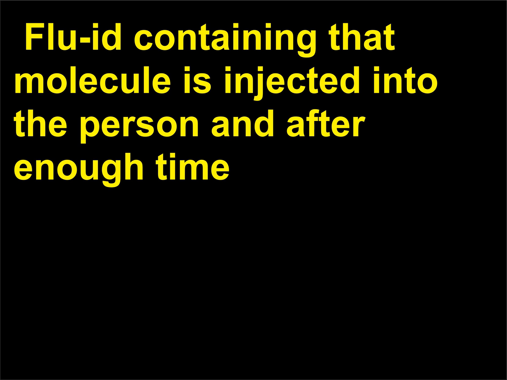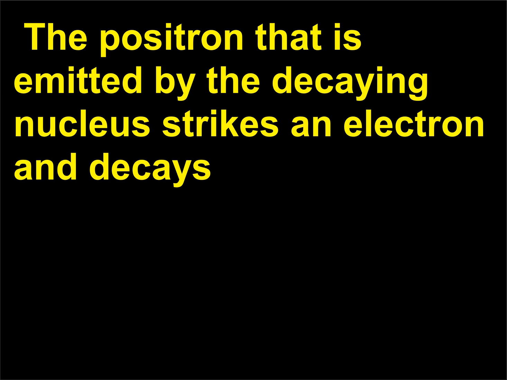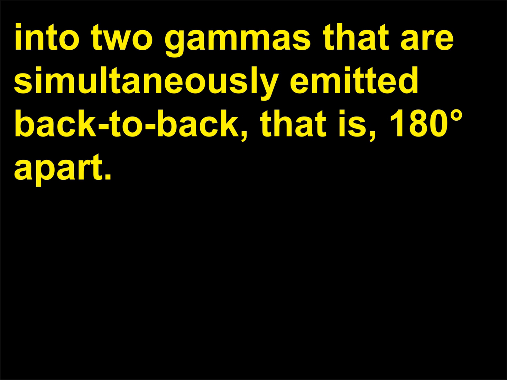Fluid containing that molecule is injected into the person, and after enough time passes for the molecule to reach its target, the person is put into the PET machine. The positron that is emitted by the decaying nucleus strikes an electron and decays into two gammas that are simultaneously emitted back to back, that is, 180 degrees apart.